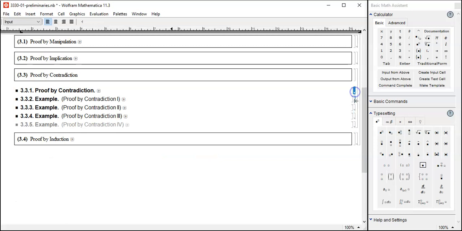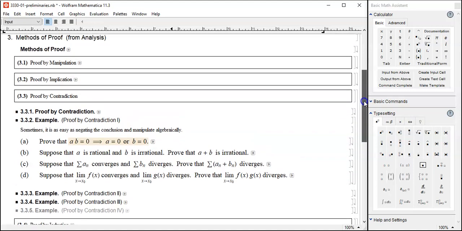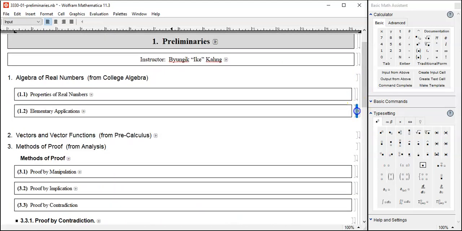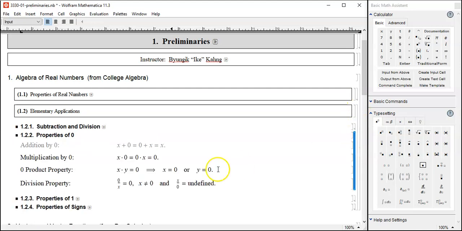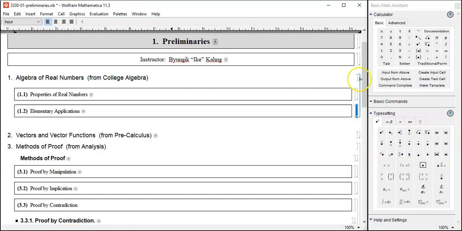How does it work? Let's suppose what we want to prove is false. The conclusion is false, and then we are trying to find some contradiction. Here's a good example. A times B is 0, then either A is 0 or B is 0. By the way, this is called the zero product property, and we discussed it over here. Something times something is 0, then one of those two factors, maybe both, is equal to 0.